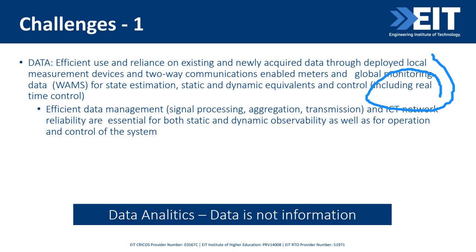So, you must be able to have an efficient data management, which means I must have appropriate signal processing, aggregation, transmission, and your ICT network has to be very reliable. This is absolutely essential for both the static and dynamic observability, as well as for the operation and control of the system.